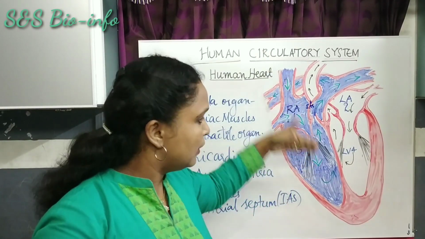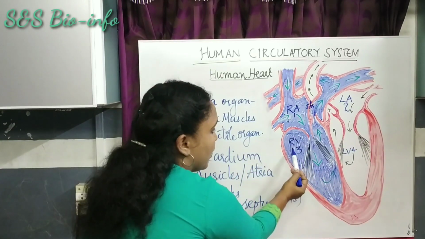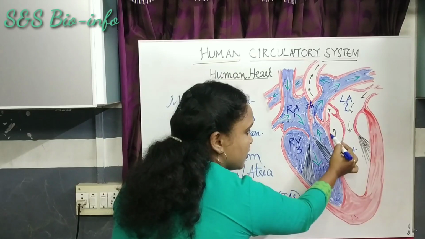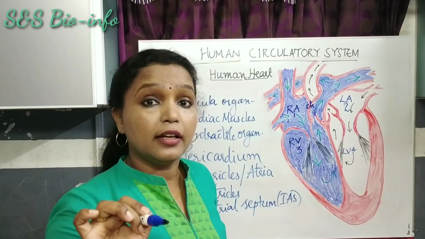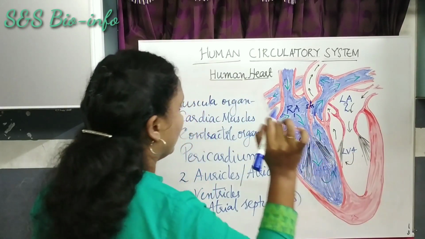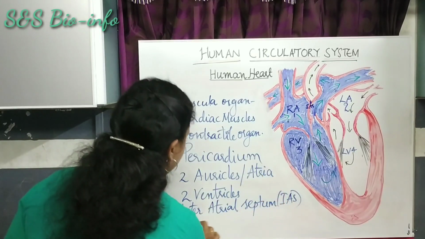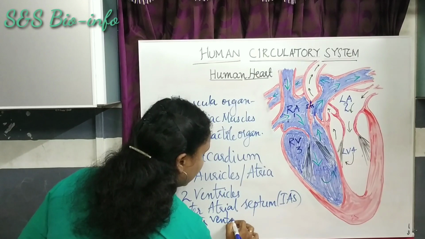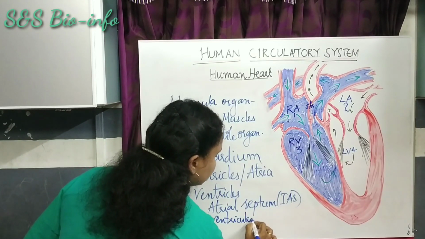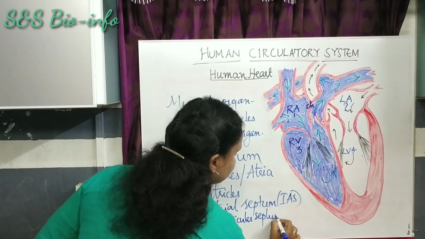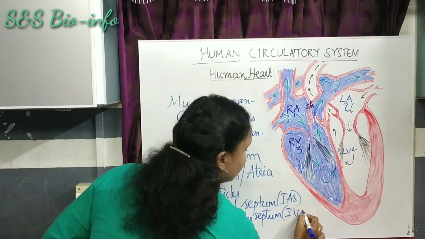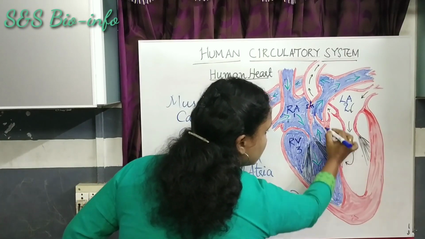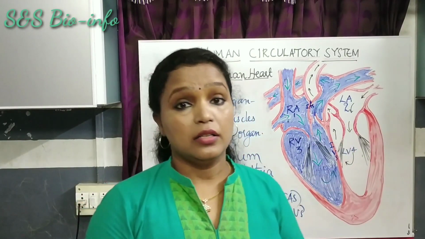So similarly, in between the right ventricle and the left ventricle, there is another wall. This is another wall, that is interventricular septum, or IVS. Here I just write IVS. This is an interventricular septum.